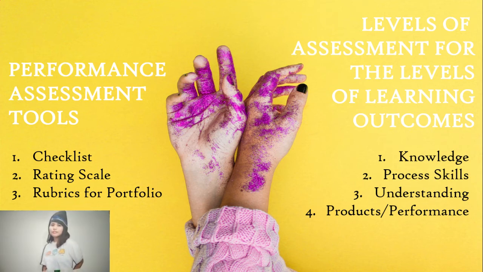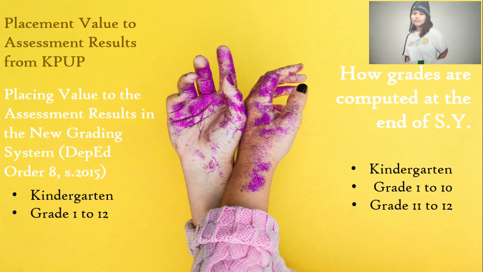Levels of assessment for the levels of learning outcomes. Through DepEd Order 73 series of 2012, levels of learning outcomes are also the levels of assessment. Levels of assessment describe levels of the learning outcomes which are knowledge, process or skills, understanding, and products or performance. Placing value to assessment results from K-POP. The computed value of the 4 levels of assessment will be described according to the value of composite scores of the students.